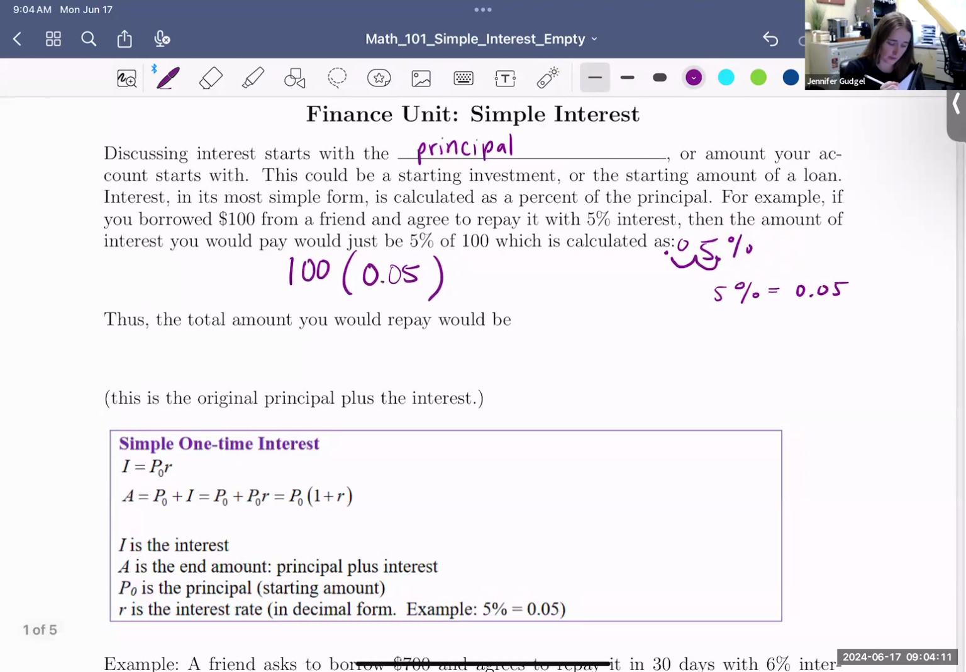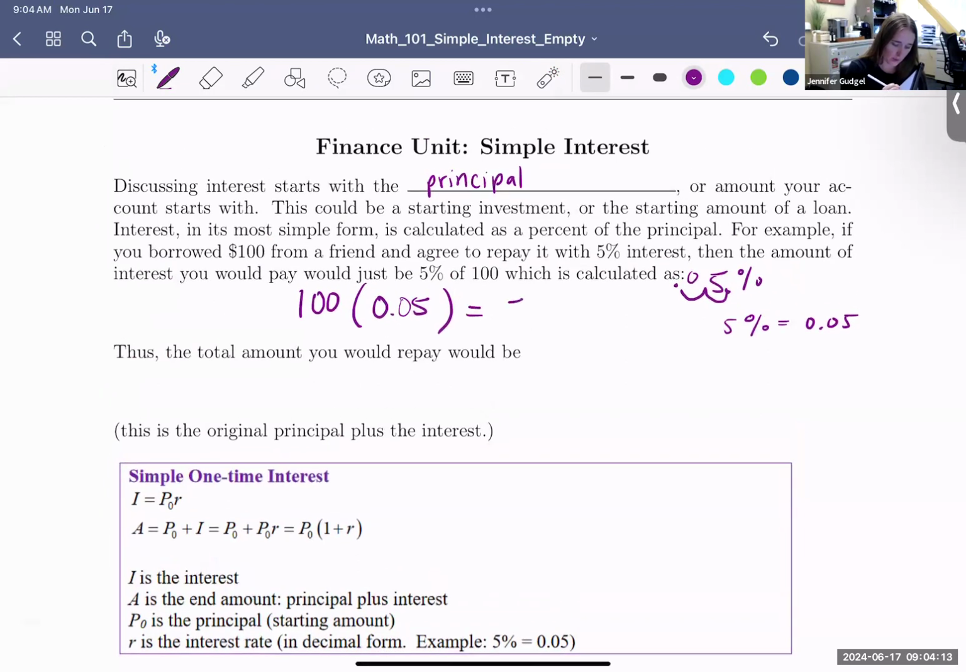Right? You multiply these together and we get 5, meaning that if we borrowed $100 and we needed to repay with 5% interest, we would owe an extra $5 on top of the original 100. So the 100 we borrowed plus the $5 interest, we are going to owe $105 now, not just the $100.